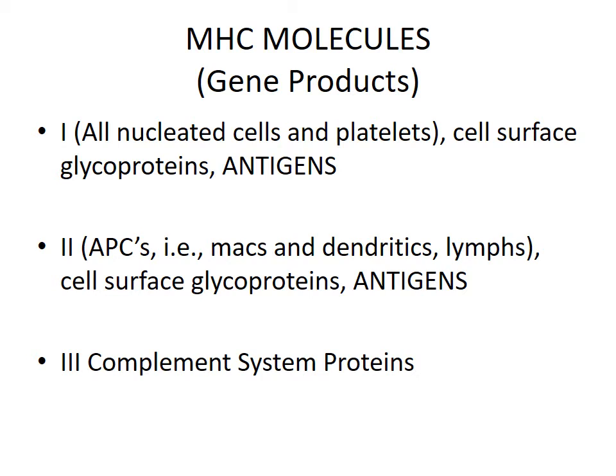Class 2 MHC molecules are present on antigen presenting cells: macrophages, dendritic cells, and B lymphocytes. So MHC class 2 is on antigen presenting cells, and it is also a cell surface glycoprotein antigen. And MHC class 3 is present on complement system proteins, because when the complement system is activated, they play their role in direct killing and activate the cascade of reactions, like C3, which end in lysis and killing of the microbe.